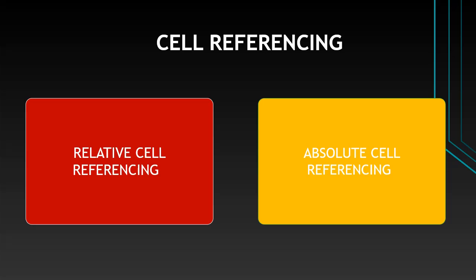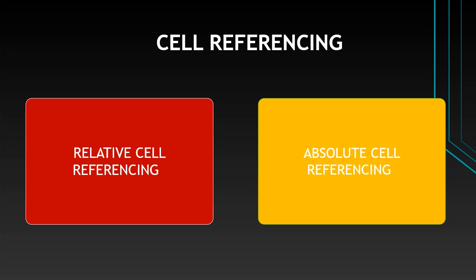There are two types of cell referencing: relative cell referencing and absolute cell referencing. Let us see relative cell referencing. Relative cell referencing comes when you copy a formula into adjacent cells and the cell address automatically changes when the formula is being copied. So let us go to the MS Excel worksheet.